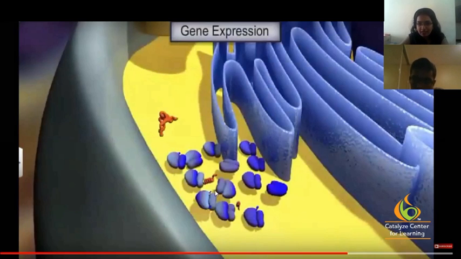So inside the nucleus, these are the ribosomes, you are able to see. The protein synthesis takes place here. This is the tRNA, this is the ribosome, and this long stretch is the mRNA.